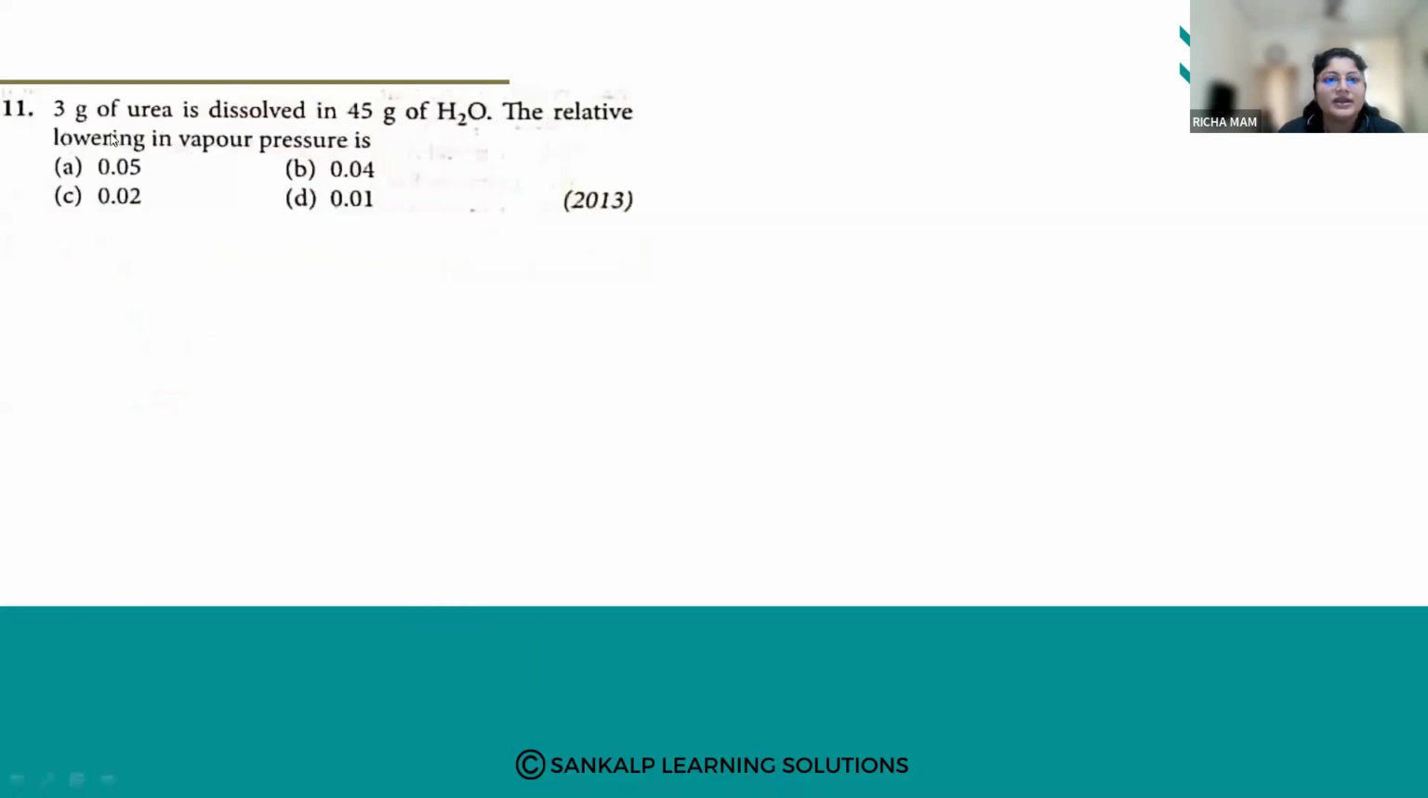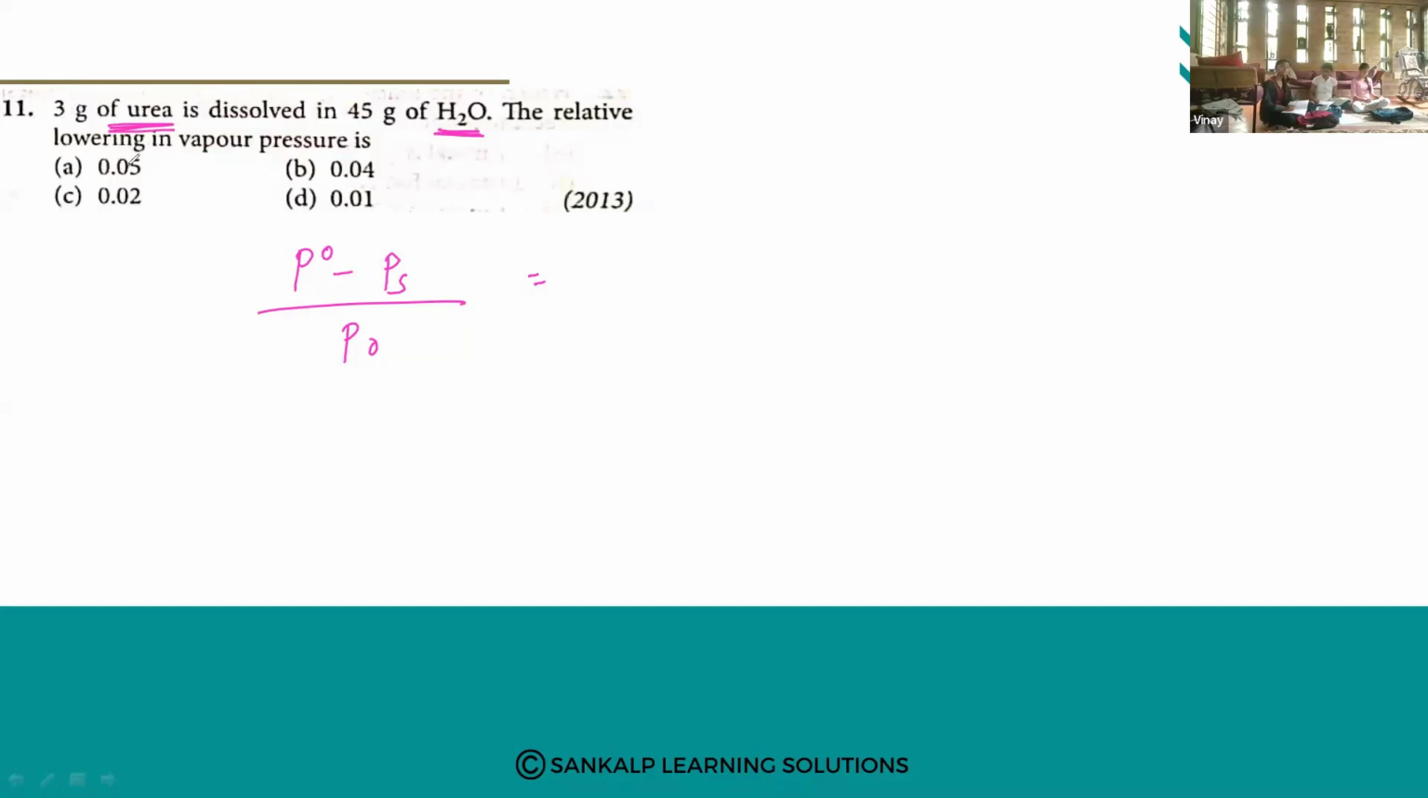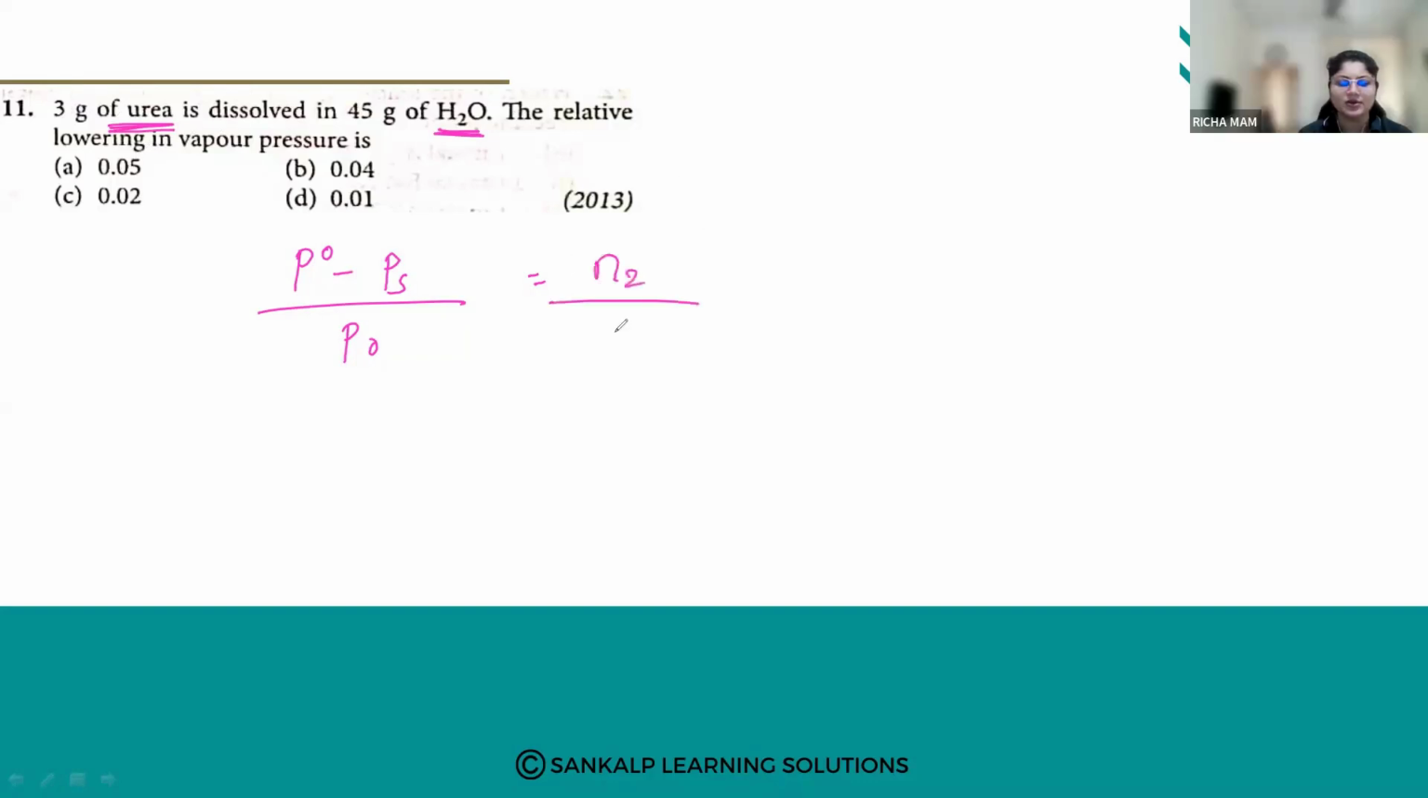Next question. 3 grams of urea is dissolved in 45 grams of water. The relative lowering in vapor pressure is? How are you going to solve this? The relative lowering of vapor pressure is (P naught minus Ps) by P naught. Water is the solvent and urea is the solute. The relative lowering of vapor pressure is given by this formula.